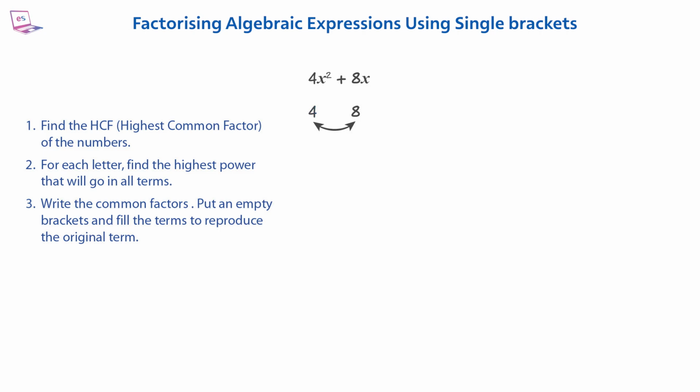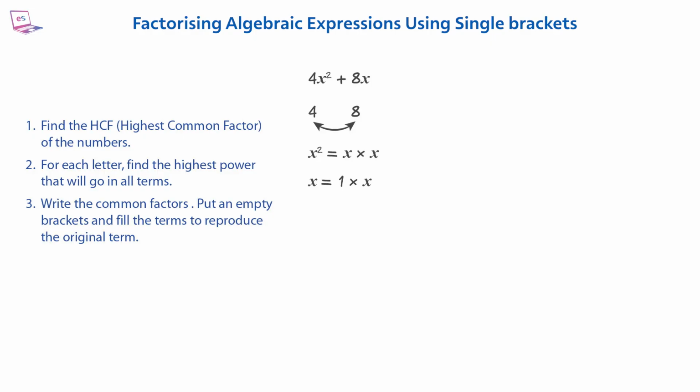Now, let's move to step 2, to find the highest power that will go in all terms. In the expression, there are two x terms, x squared and x. x squared is nothing but x times x. x equals 1 times x. The highest power of x that will go in all terms is x.